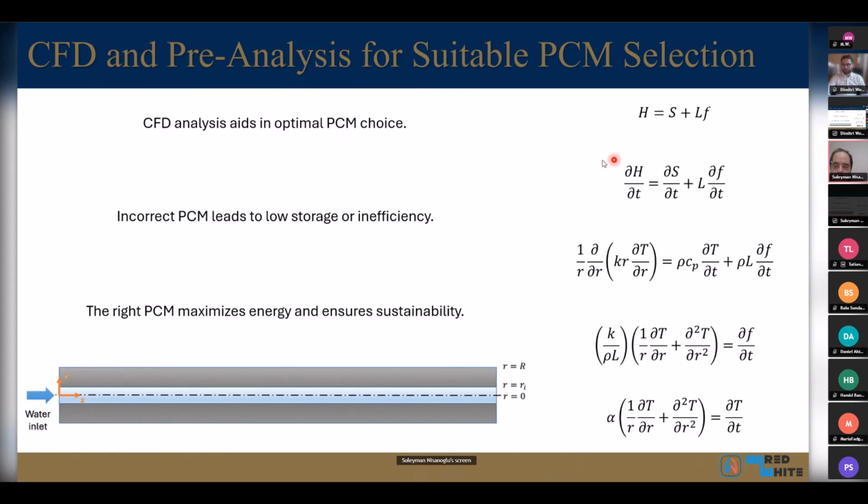We consider this differential equation in Fluent. In cylindrical coordinate system, our energy equation is here. Actually, both equations are the same. k is thermal conductivity coefficient. Rho is density. Cp is heat capacity. And this L is the constant number of latent heat, solidification to melting energy.